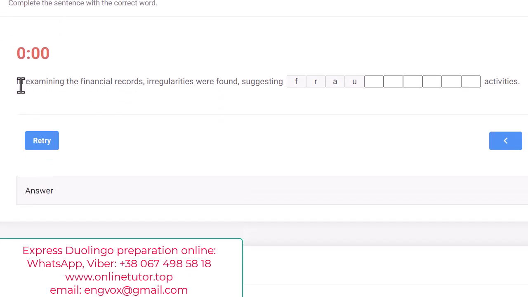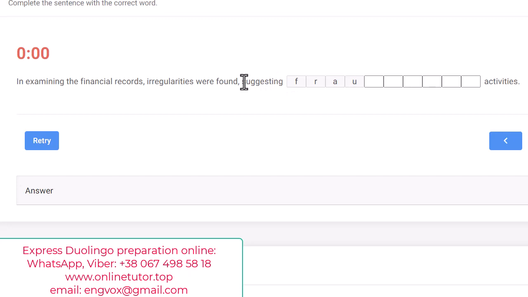In examining the financial records, irregularities were found, suggesting fro activities. Usually, you know that in English, AU is pronounced O, so it's a fro, but you never know. But most probably yes. So, I try to understand the sentence. In examining the financial records, nothing difficult. Somebody examines the records, financial, maybe it's the accountant or something like that. Irregularities were found. I hope you understand. Were found. What was found? Irregularities. Irregular. So some incongruencies or something like that. You understand that something was not right.